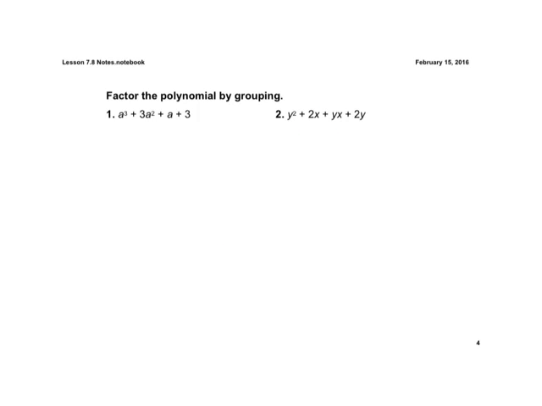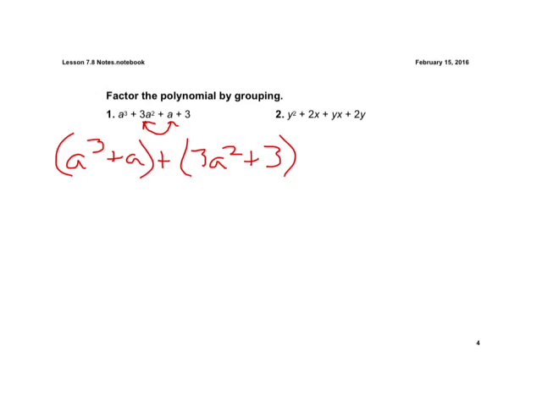Alright, let's do a couple more here. We know we can factor an a squared out of those first two terms, but if we look at the last two terms, we can't factor anything out of the a and the 3. So let's flip these two around and factor by grouping. If we rewrite again, we have a to the third plus a in parentheses. We know we can factor an a out of there. And in our other set, we have 3a squared plus 3. We know we can factor a 3 out of there.